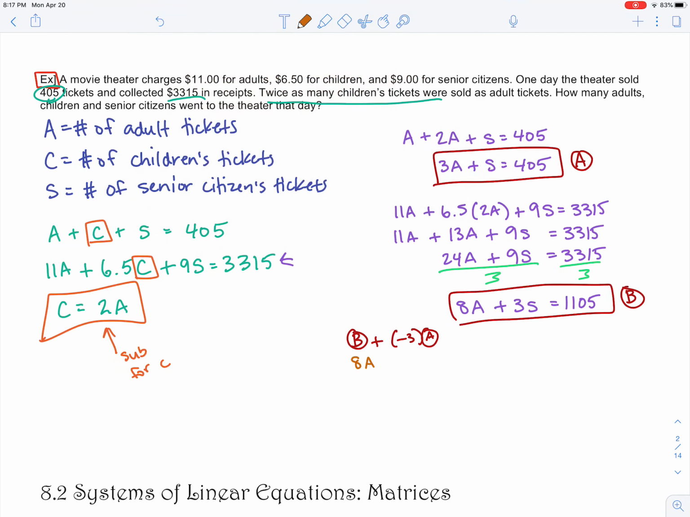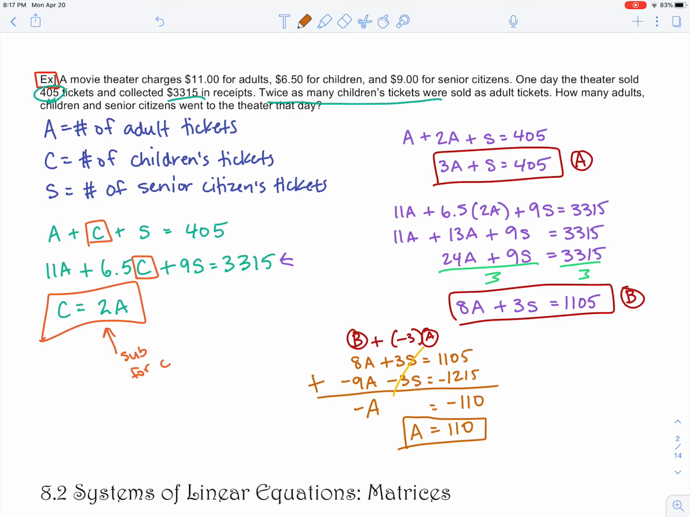So here's equation B, 8A plus 3S equals 1105. And then I'm going to multiply equation A by -3, the entire thing. So it'll be -9A minus 3S equals negative 1215. So I'm adding these together, and when I add them together, you'll see that the S terms get eliminated. You add them, you get 0. So negative A equals negative 110. Divide both sides by negative 1, so A is 110. Okay, so there's one of our solutions.